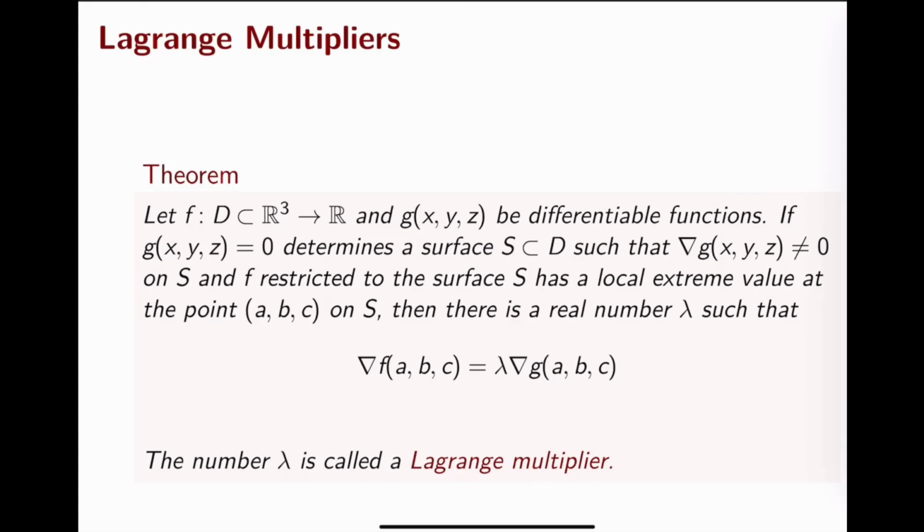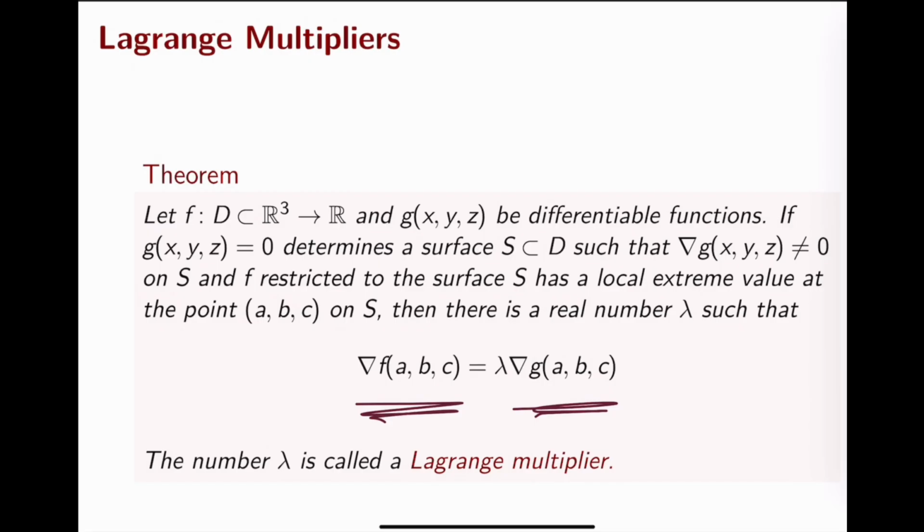The Lagrange theorem will allow us to calculate the extrema of a function restricted to some other region. For instance, if the function is a function whose domain is in R3, and we have another function that determines a surface where we want to restrict this function to. If in those conditions the function has a local minimum or maximum at a point, then the gradient is actually a multiple of the gradient of the constraint function.